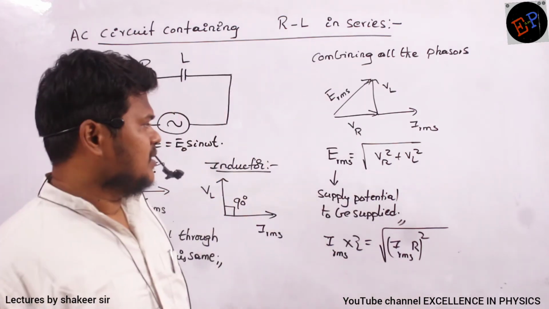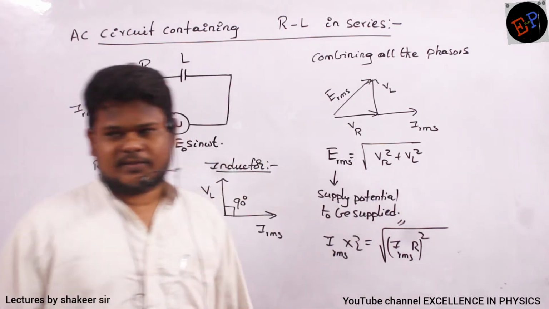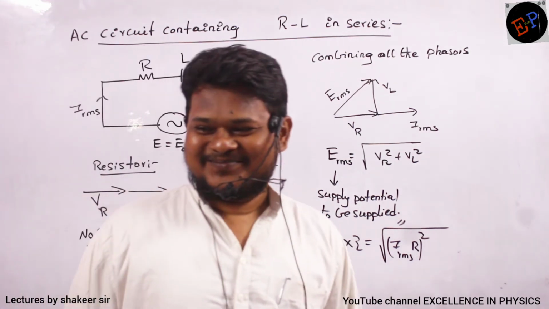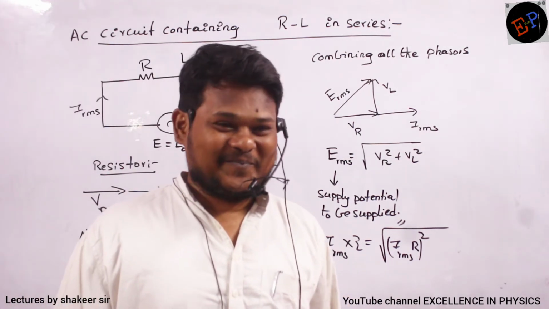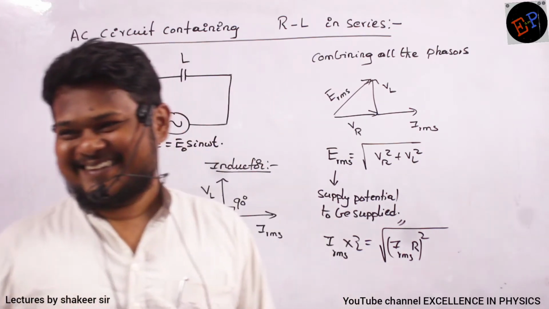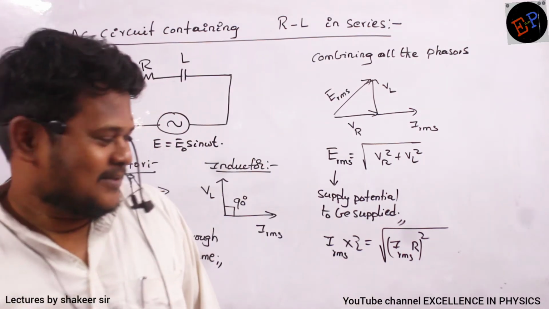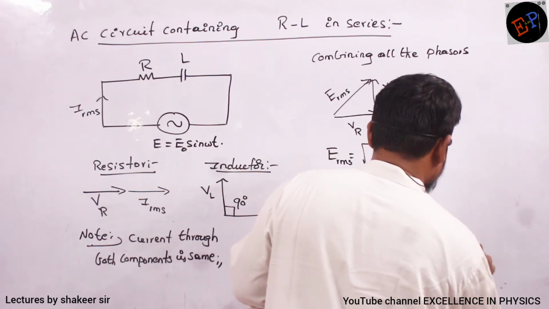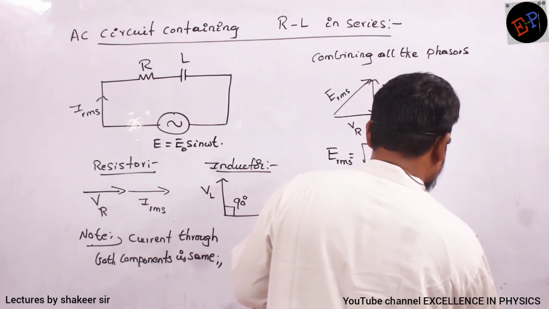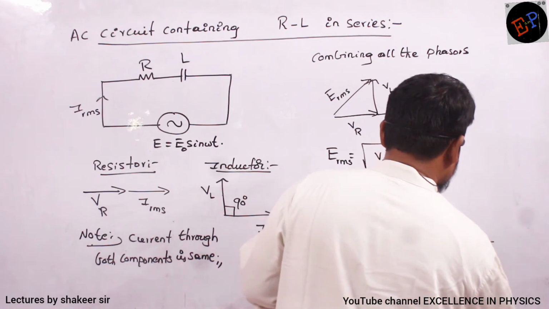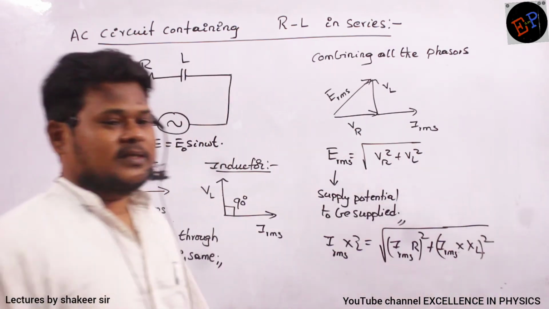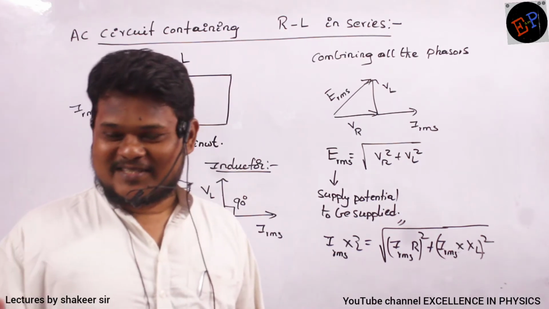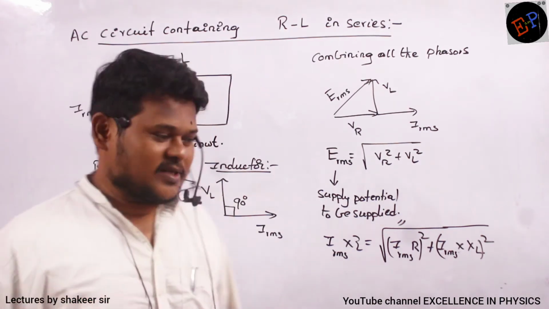Clear? Similarly, VL, how can I write? I into XL. IRMS multiplied by XL. This is what we have written. What is the resistance of inductor? XL. It is not L. L means inductance. XL means inductive reactance. Are you able to understand?